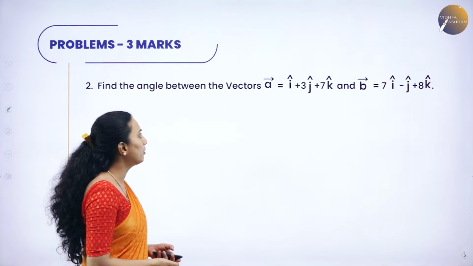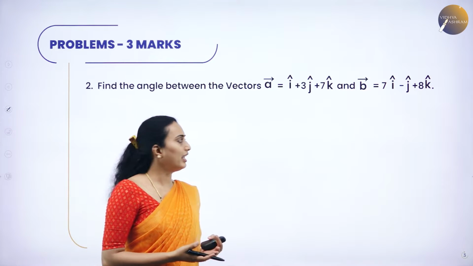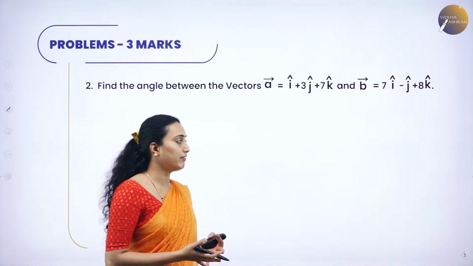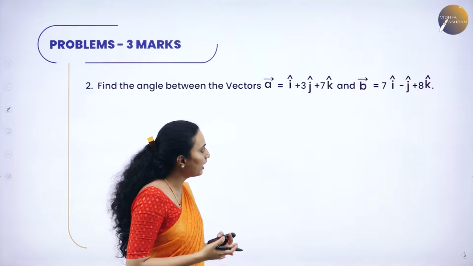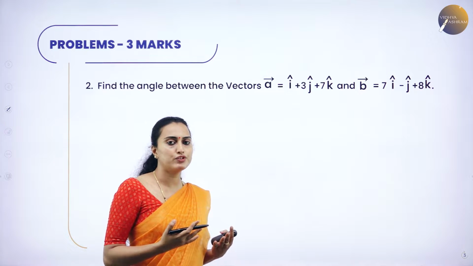Now, we'll be moving on to the next problem. Find the angle between the vectors. Same as before, A vector is i plus 3j plus 7k. B vector is 7i minus j plus 8k. But here they have changed the coefficients of i, j, k.